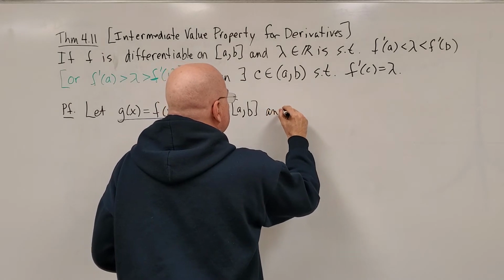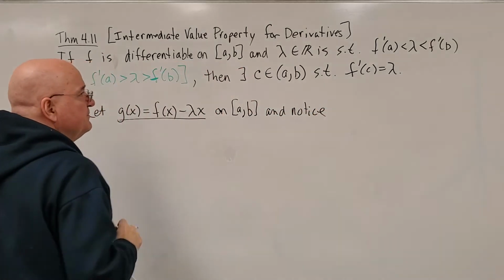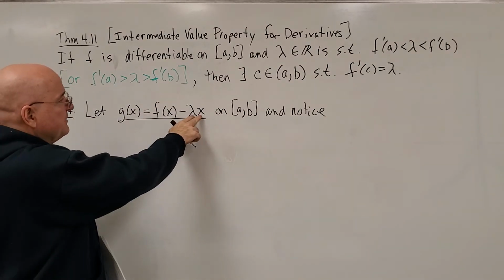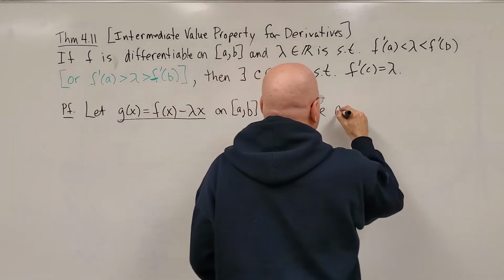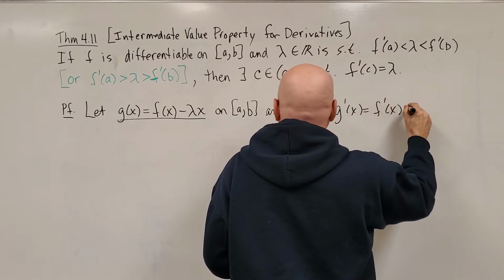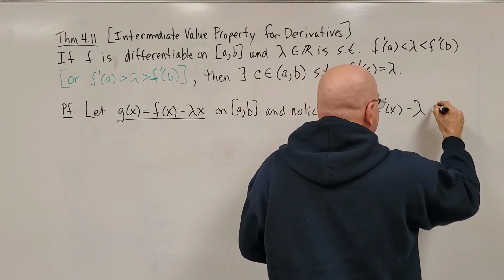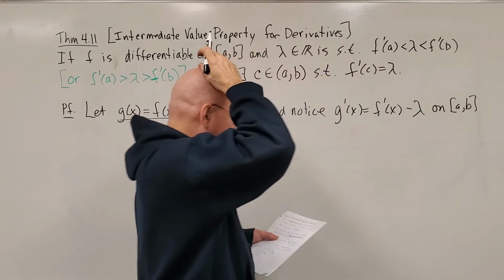So let's notice something about the derivative. We can compute the derivative of g of x. g prime of x is f prime of x minus the derivative of this, which is just lambda. g prime of x is equal to f prime of x minus lambda, and that's on all of [a, b].